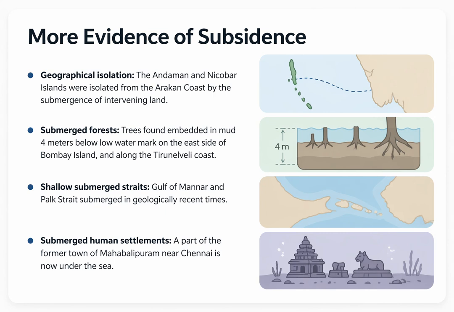Large, shallow bodies of water, like the Gulf of Mannar and Palk Strait, were actually dry land that submerged in geologically recent times. We even see this affecting human history, as parts of the ancient town of Mahabalipuram near Chennai now sit quietly beneath the waves.